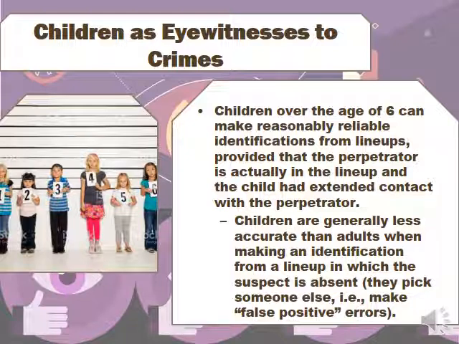So now we're going to look at children in terms of their ability to recollect information within the element of eyewitness testimonies. So children over the age of 6 can make reasonably reliable identifications from lineups, provided the perpetrator is actually in the lineup and the child had extended contact with the perpetrator. So again, this is one of those things where they have an element of familiarity with the perpetrator. In addition to that, they're able to identify the individual from the lineup. Children are generally less accurate than adults when making an identification from a lineup in which the suspect is absent. In other words, they pick someone else. In other words, making a false positive error.